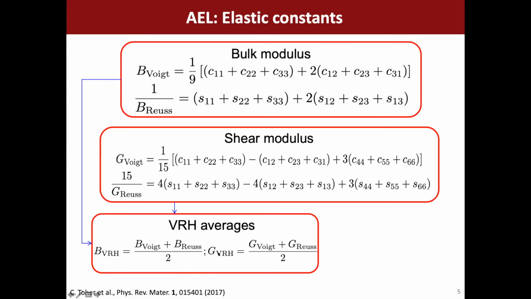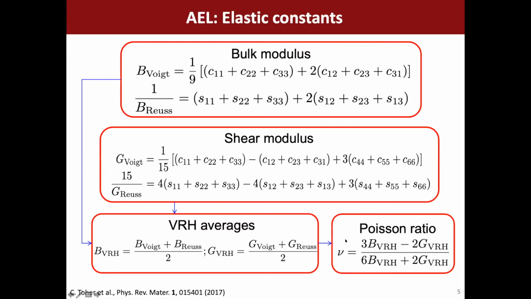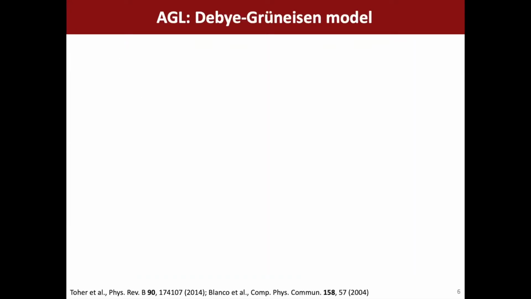Once you have these bulk and shear moduli, we can also estimate things like the Poisson ratio from this expression here. This is a measure of how much the material compresses in the directions perpendicular to the applied stress if you stretch it in one direction. Okay, so that's how we do the elastic properties. These are the zero temperature elastic properties.